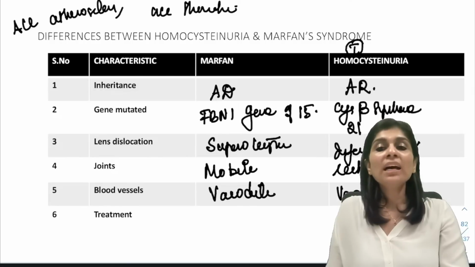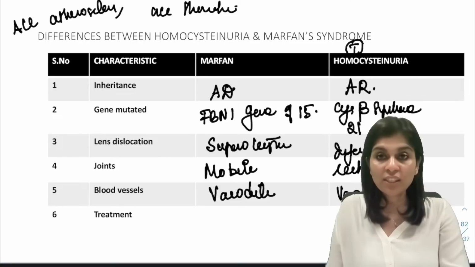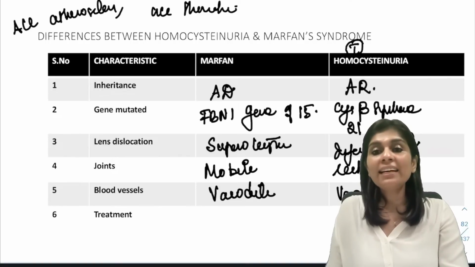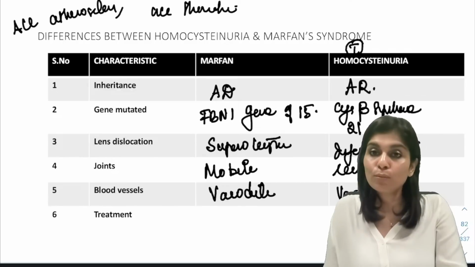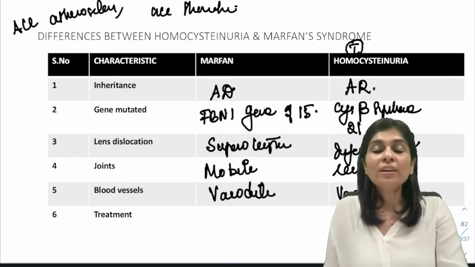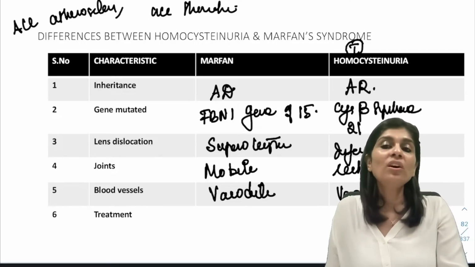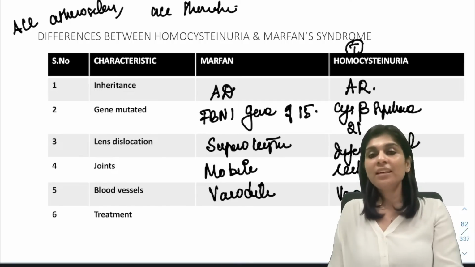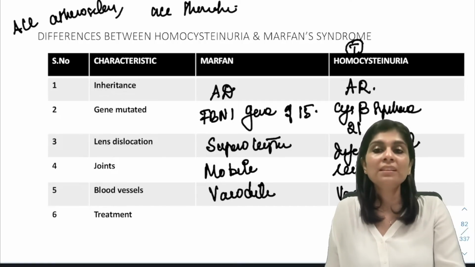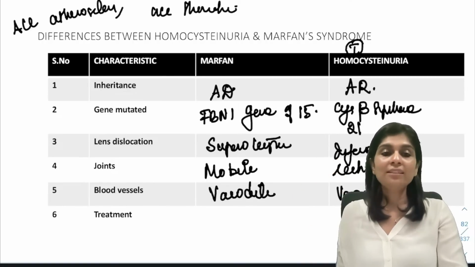If you're asking me why homocystinuria presents with accelerated atherosclerosis and accelerated thrombosis, it is because homocysteine activates Hageman factor, so the clotting pathway gets stimulated. That is why accelerated thrombosis. And homocysteine modifies LDL particle. Such modified LDL particles are more prone to cause atherosclerosis. So homocystinuria will present as a vaso-occlusive disorder, whereas Marfan syndrome will present with vasodilatation.